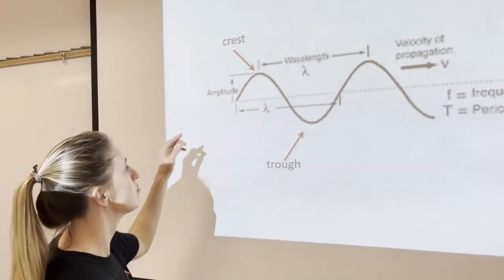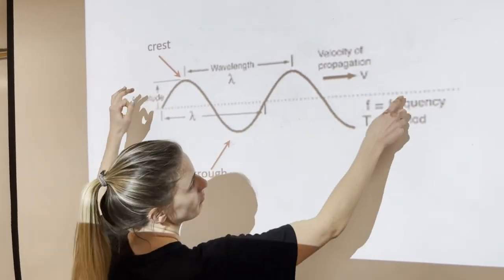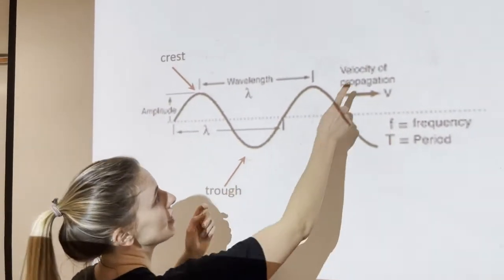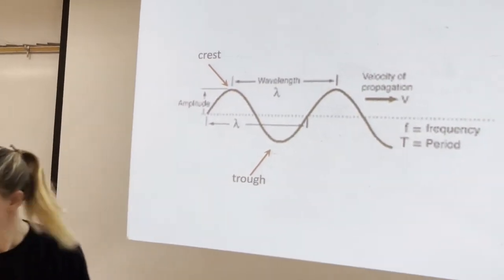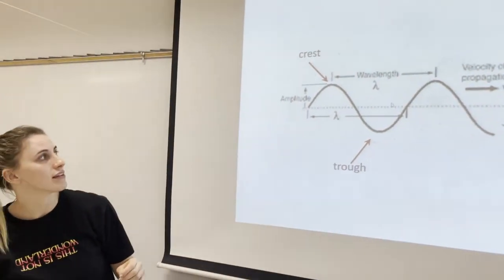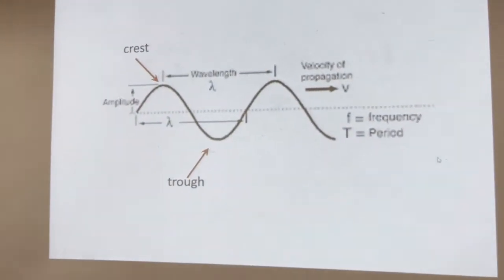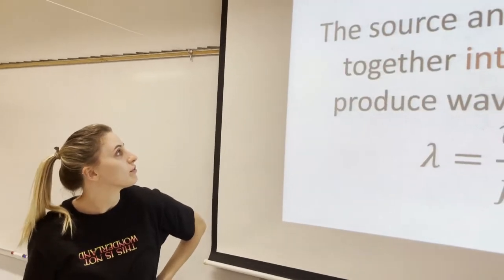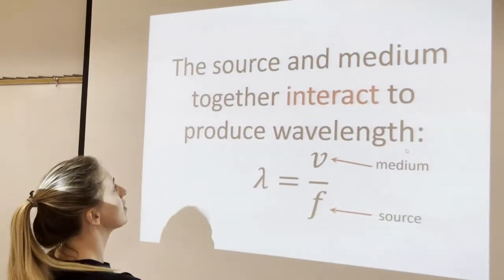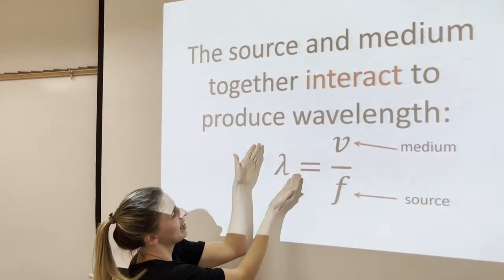And again, what things can we change? We can change the source. It can change the amplitude, the period, and the frequency. However, the medium has to do with the velocity. Okay. Which we can also change the wavelength then too, right? Yep. The velocity is fixed, but you can make your hand go faster or slower. And depending on the frequency, that affects the wavelength. Okay, the source and medium together interact to produce the wavelength.